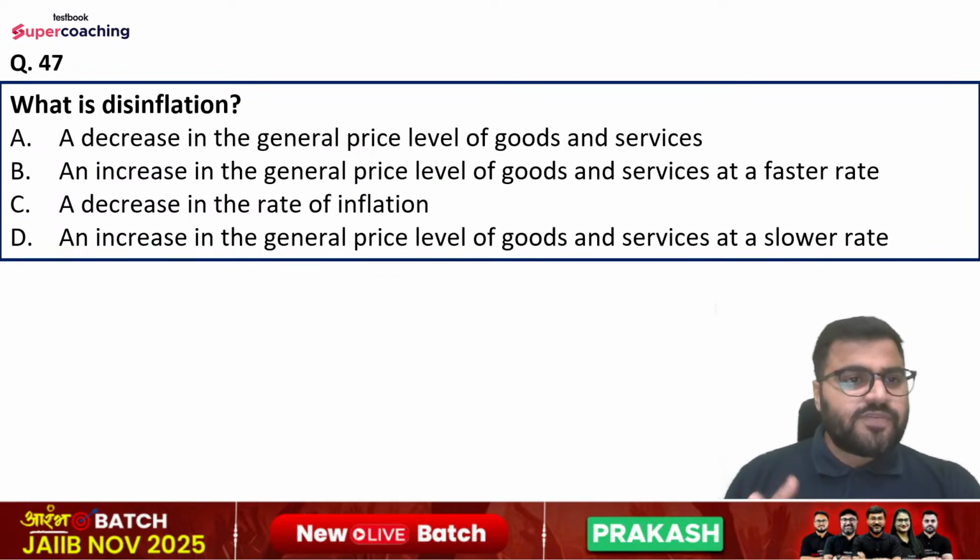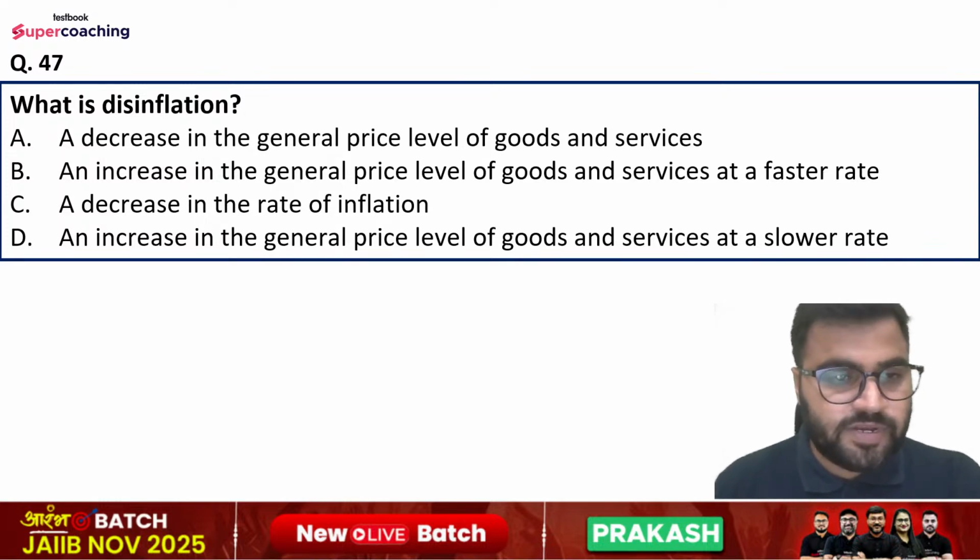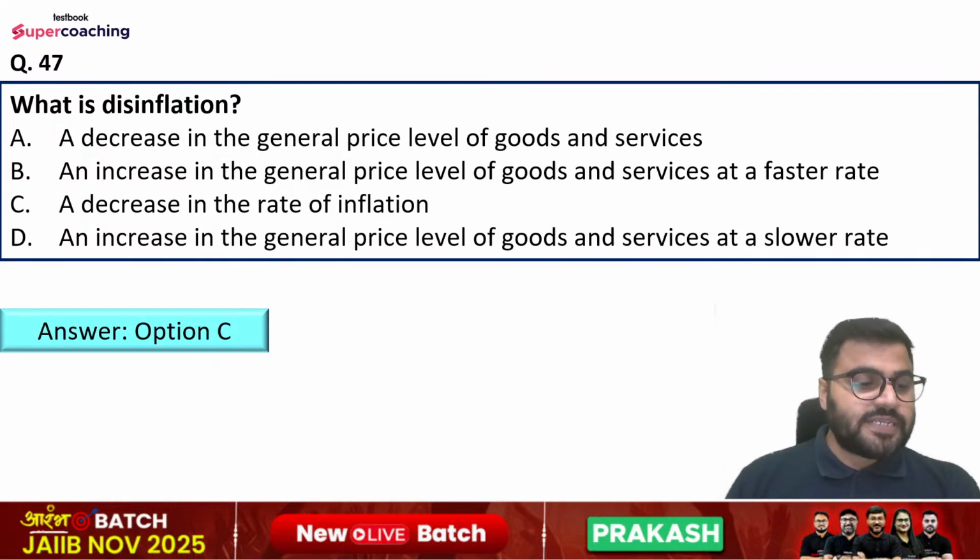Question number 47, what is disinflation? A decrease in the general price level of goods and services, an increase in the general price level of goods and services at a faster rate, a decrease in the rate of inflation, or an increase in the general price level of goods and services at a slower rate. So right answer is option number C, that is a decrease in the rate of inflation.